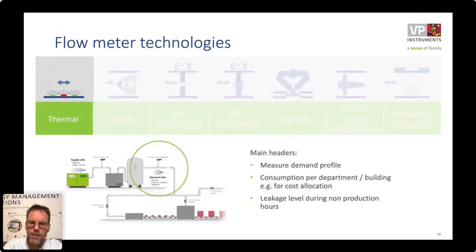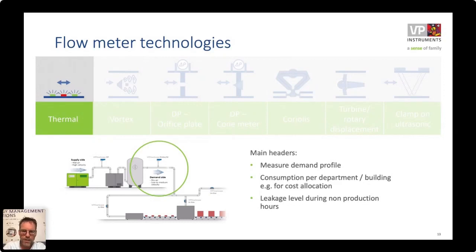Let's start with thermal. As a manufacturer of thermal sensors, we highly recommend them, of course, but you also see that they are really performing well mainly in the main header where the air is dry, to measure, for example, the airflow going into the plant or into various departments in different buildings. You can use them for cost allocation, and they're excellent for measuring leakage flow. And I will come back to that also later in some slides further down this presentation.